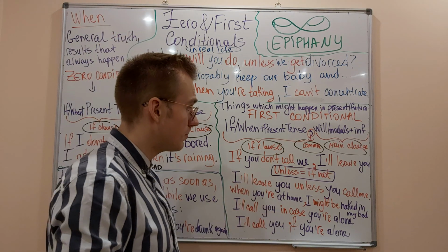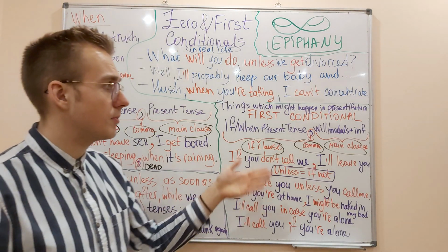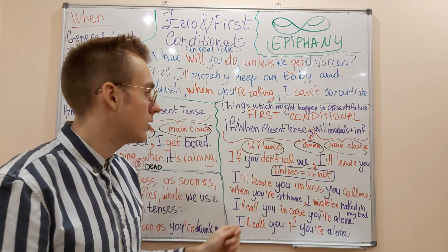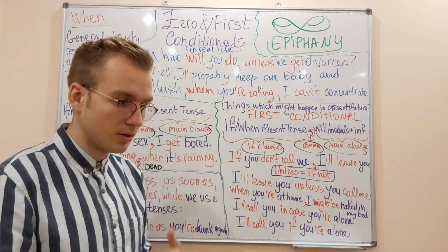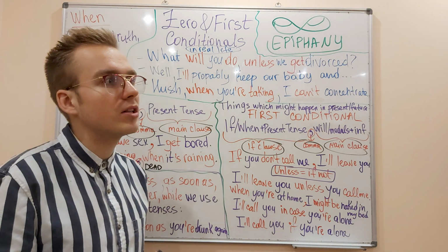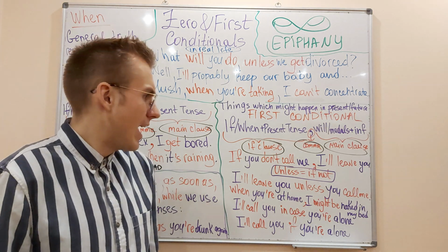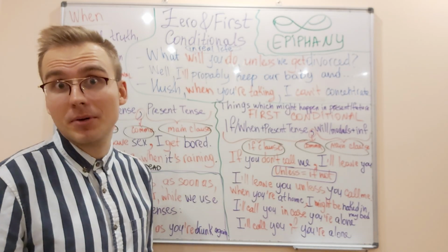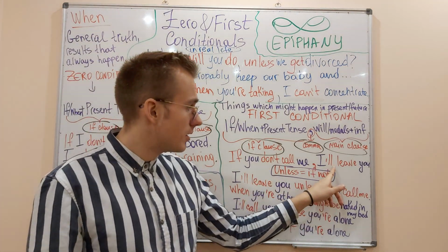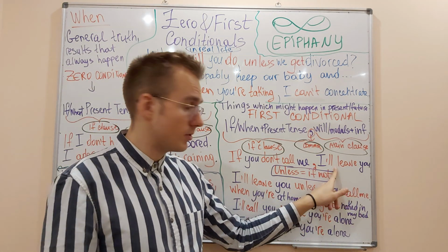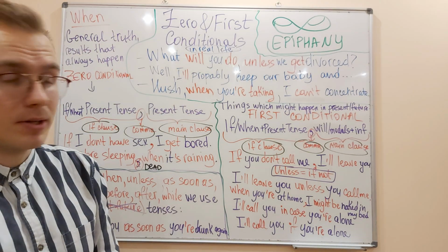Let's go to the example. If you don't call me, I'll leave you. If you don't call me now or in the future, I'll leave you now or in the future. It's all about going from present to future, and we can only understand it from context. If you don't call me now, I'll leave you. So it's if plus present simple, and then future simple. Here we use will. It might happen, it's probable.